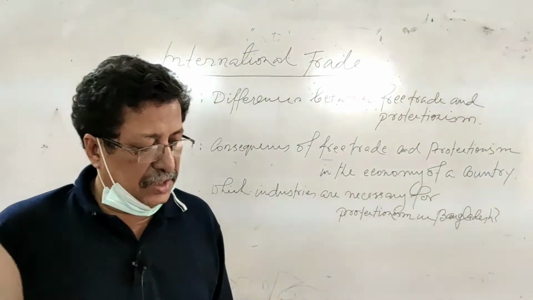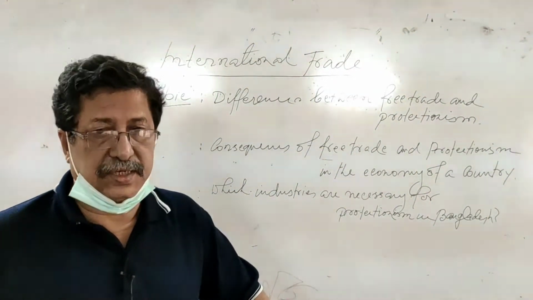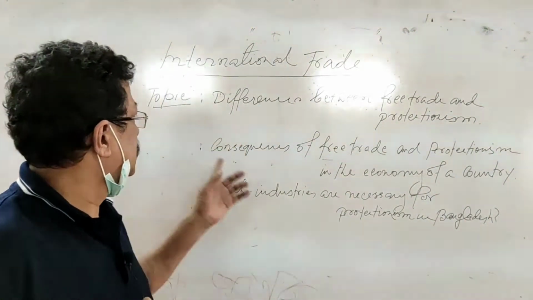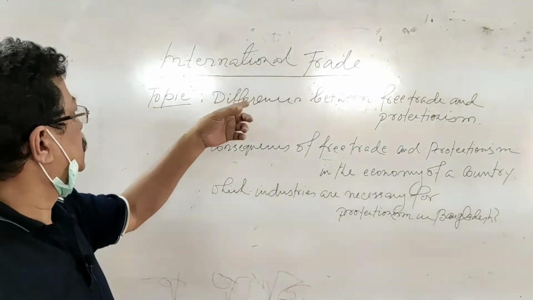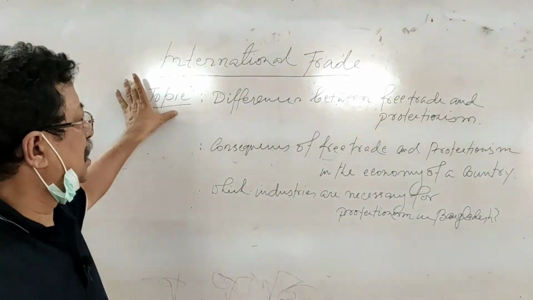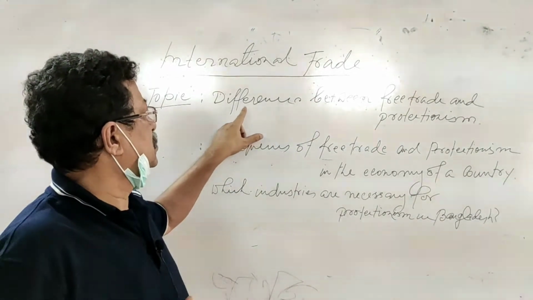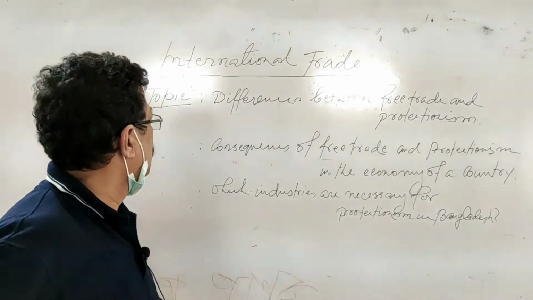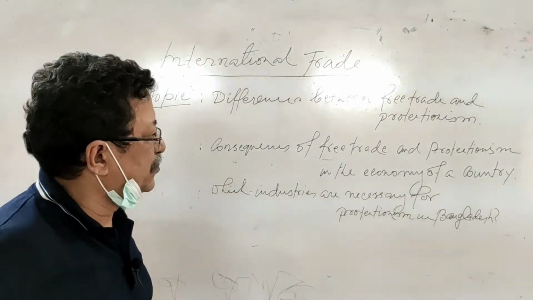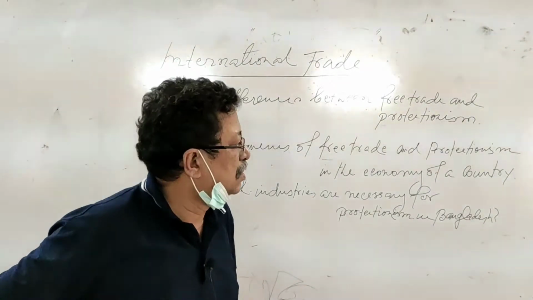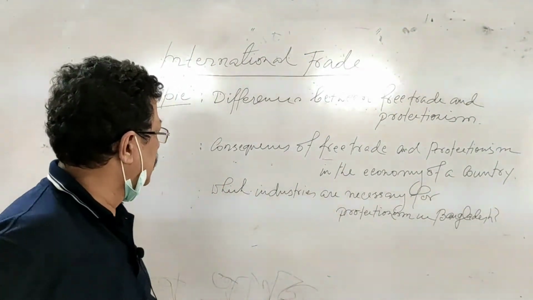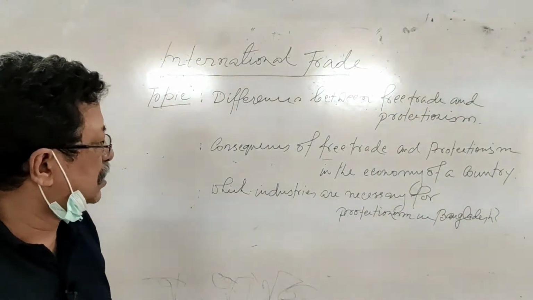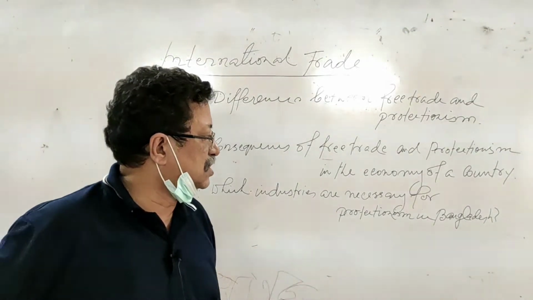We're continuing our discussion regarding international trade practices, in Bangladesh and worldwide. The topics I have written down are: first, the difference between free trade and protectionism; next, the consequences of free trade and protectionism in the economy of a country; and third, which industries are necessary for protectionism in Bangladesh.